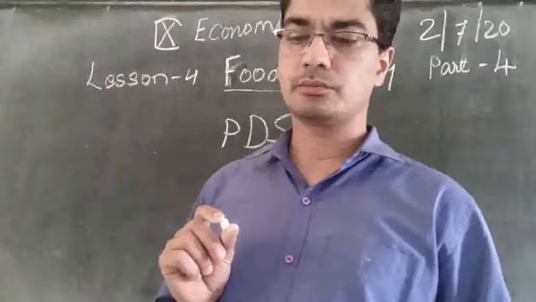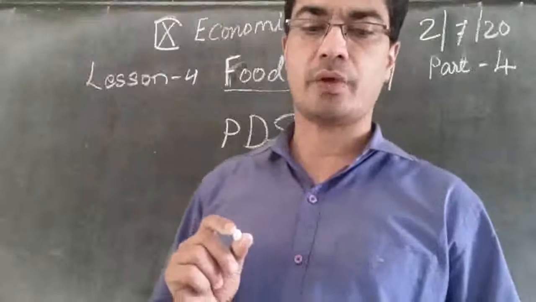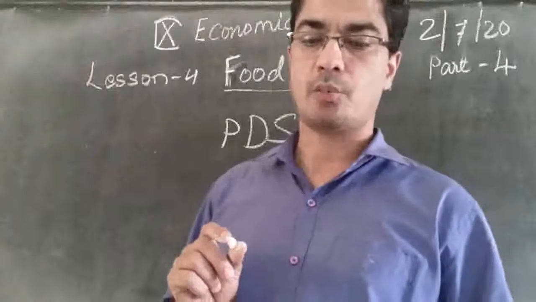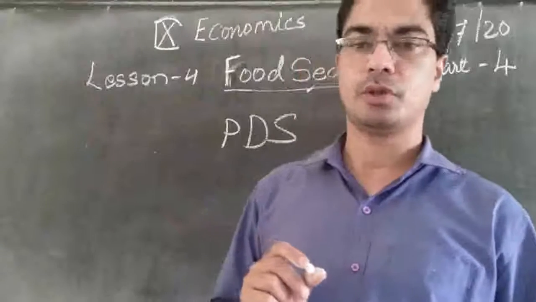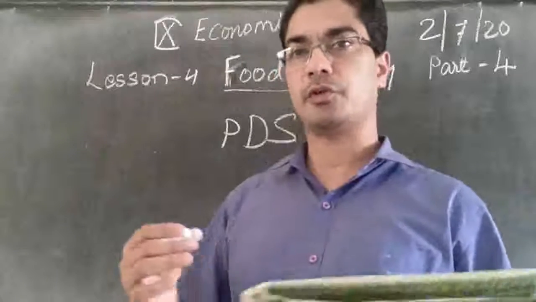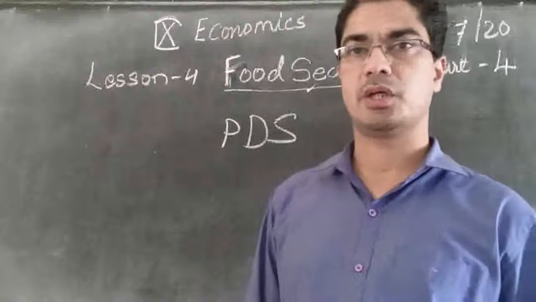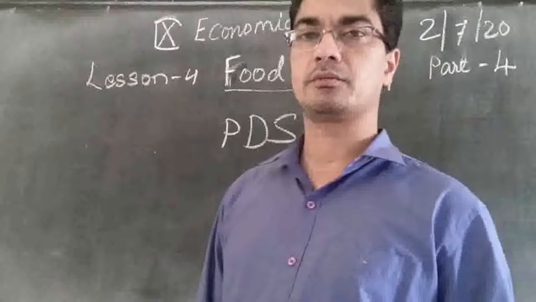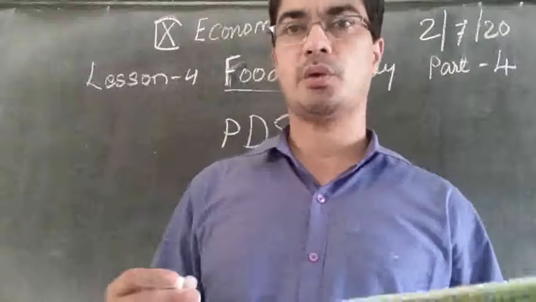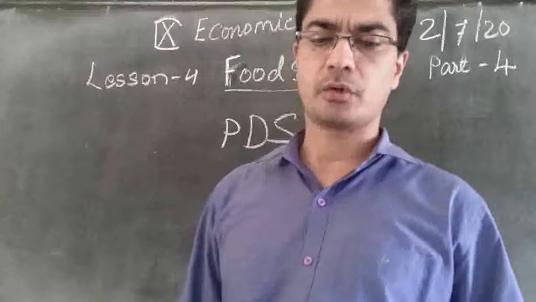And the rationing system was revived in the wake of an acute food shortage during the 1960s, prior to the Green Revolution. So before the Green Revolution started, when food grains became plentiful, in the 1960s the people of India were struggling because there was a very acute food shortage.